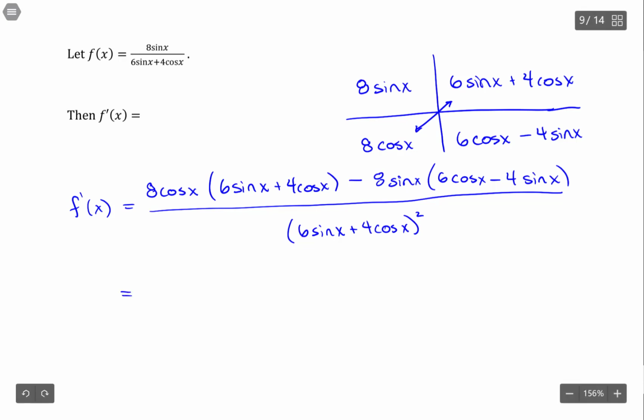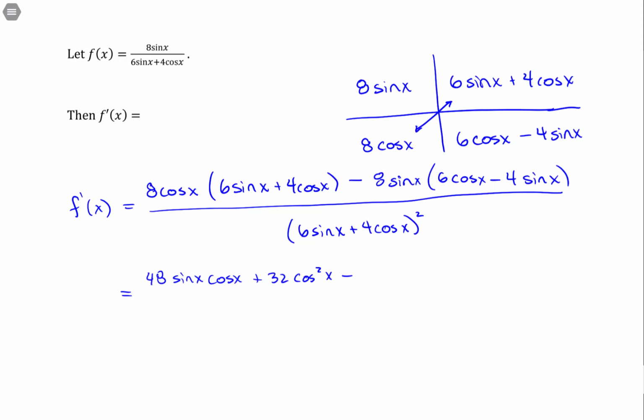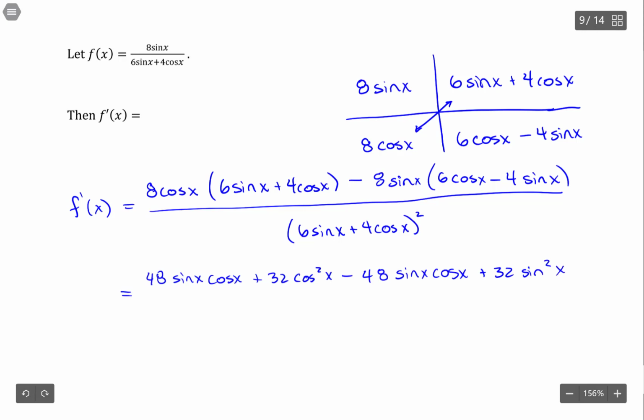If you choose to simplify a bit, I don't know if it'll work or not, but we'll give it a try. So 6 times 8 is 48 sine x cosine x. Then plus 8 times 4 is 32 cosine squared x. Then over here we have 6 times 8 is 48 sine x cosine x, then plus 32 sine squared x. And all of that's over 6 sine x plus 4 cosine x squared.